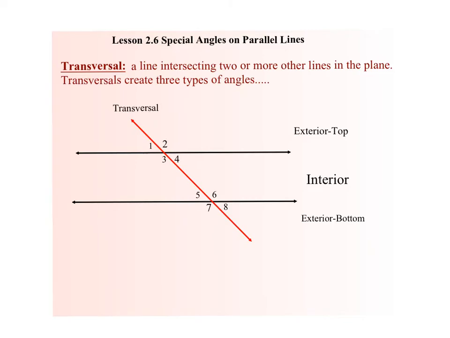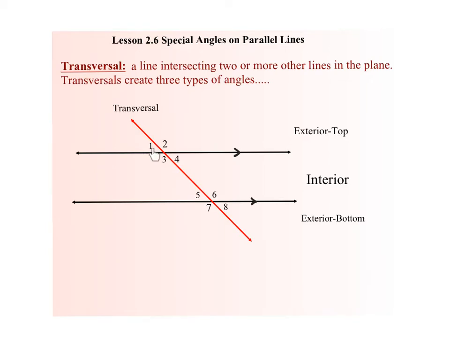Okay, so take a look below. I've got two lines. I'm actually going to mark them parallel using this notation. Those two parallel lines are cut by that red line, which we call a transversal. Now, with regards to the transversal and the parallel lines, they form 8 angles.